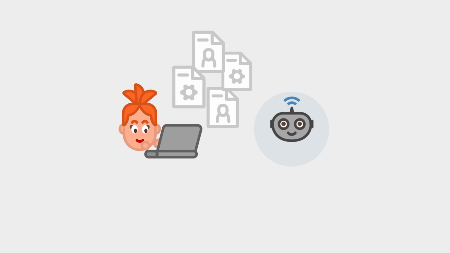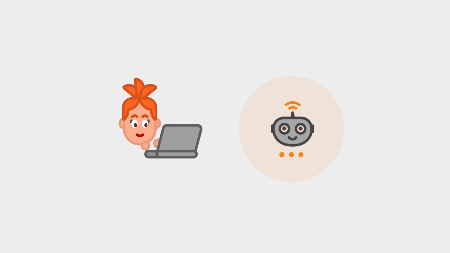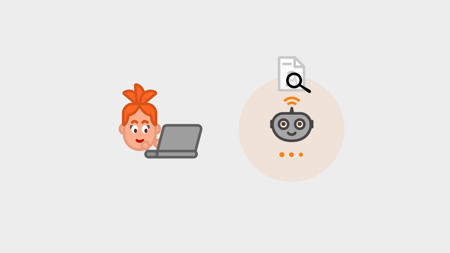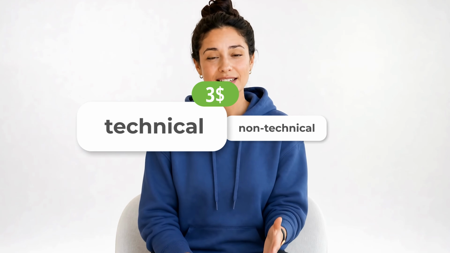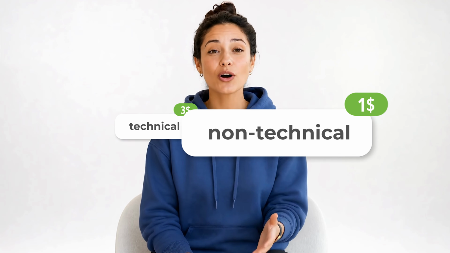Say you've built an AI that reviews resumes for recruiting agencies. A recruiter uploads a stack of CVs. Your AI reads each one, decides if the candidate fits the role, tags it technical or non-technical, and kicks off the next steps in your pipeline. You charge by result, $3 for a technical review, $1 for a non-technical one.